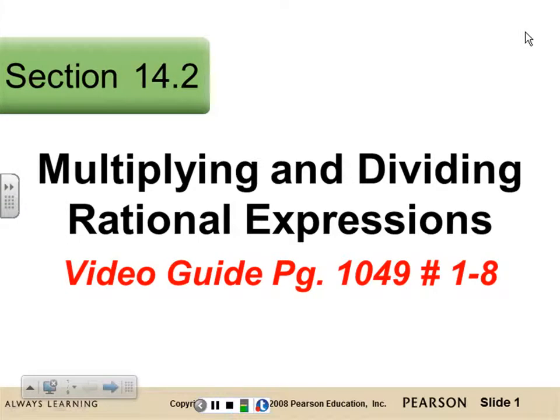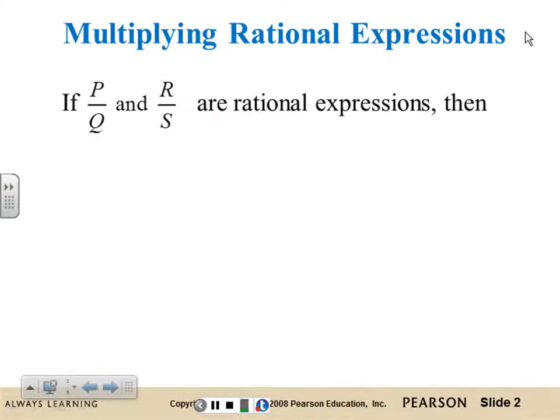Multiplying and dividing rational expressions. In this section, what we're going to talk about is multiplying rational expressions. So if P over Q and R over S are rational expressions, then P over Q times R over S, what you're going to do is multiply the tops and multiply the bottoms. So you're going to get PR over QS.